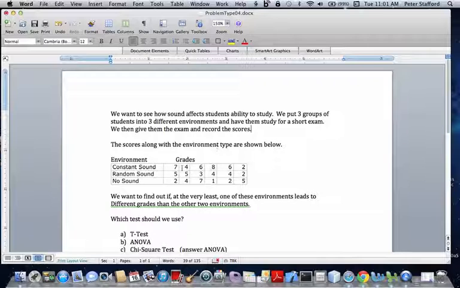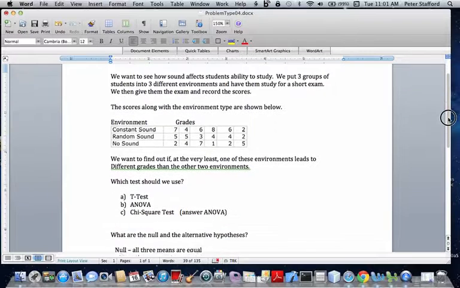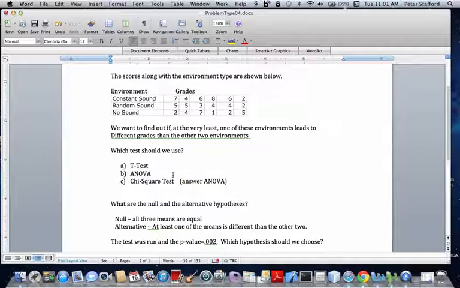Well, all we're trying to do is see if at least one of these is different. So that means we're going to use the ANOVA test. Okay, that's the answer. The ANOVA test is used when you have more than two means. So we've got three means, and we're comparing them, and we're trying to find out if at least one of them is different than the other two. That's for the ANOVA. Now that's more than two. The t-test is what you use if you have exactly two. The ANOVA is what you use if you have more than two.